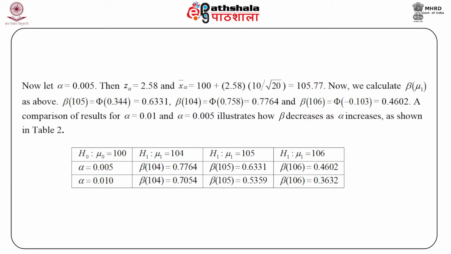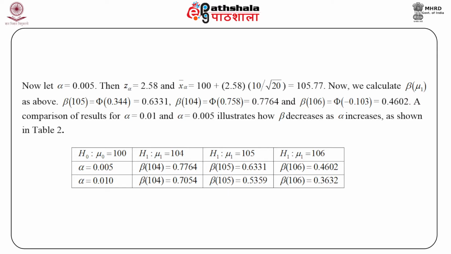Now we calculate beta(μ1) as above and we find beta for 105 is equal to Φ(0.344), which is equal to 0.6331. Similarly, beta of 104 is equal to 0.7764 and beta of 106 is equal to 0.4602. A comparison of results for alpha equal to 0.01 and alpha equal to 0.005 illustrates how beta decreases as alpha increases, and is also shown in Table 2.